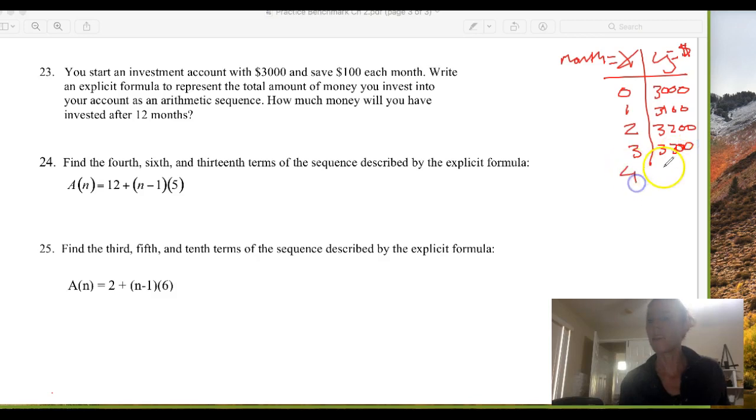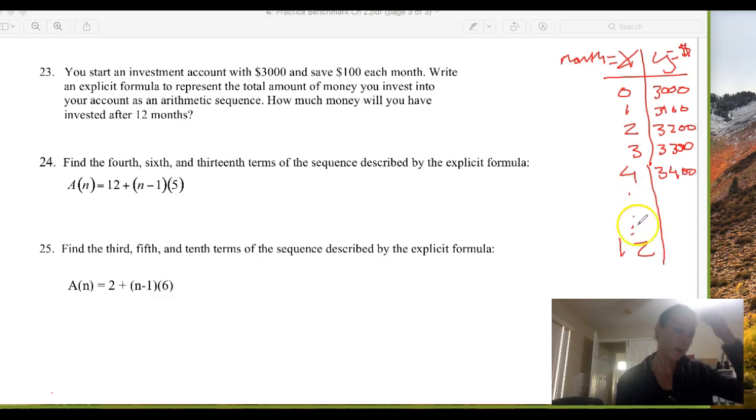And the fourth month, and so on, you would have 3,400. So you could go all the way down to the 12th month. Just keep saving it, just keep going, right? All the way down. So at the 12th month, you're going to actually end up with 4,200 if I just keep adding this way. So I can figure out how much you have invested after 12 months, 4,200, because we're not talking about compound interest or anything, just how much is in your account without the interest, okay?